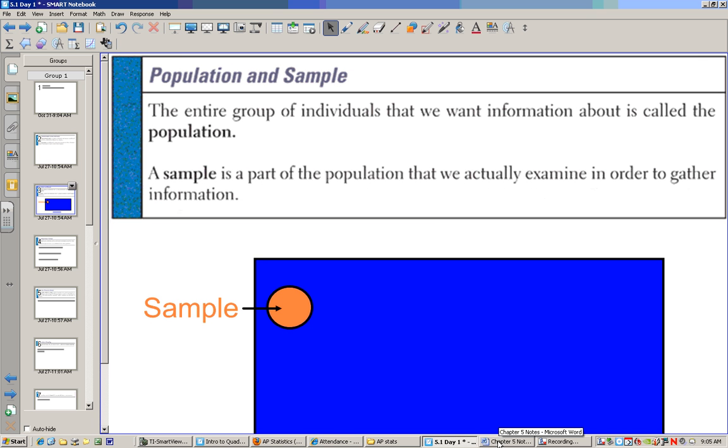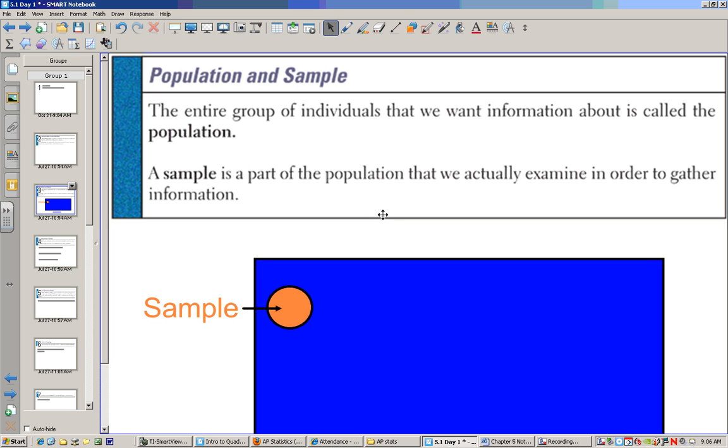Now a population and a sample, it's really important what the difference is. An entire group of individuals that we want information about is called the population. So we could say Americans. That's all. The entire population of America, the United States, would be our population. A sample is a part of that population that we can actually examine in order to gather the information.